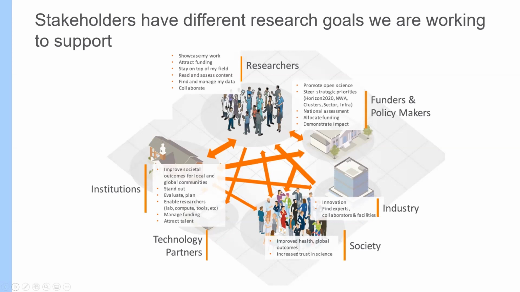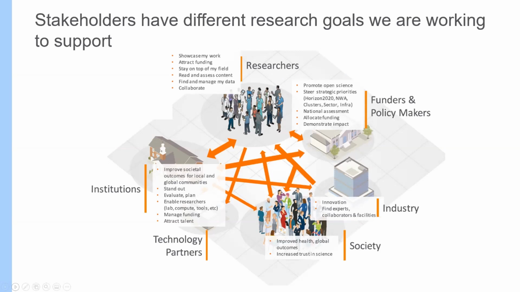So for researchers, they want to showcase work, they want to attract funding, but also stay on top of the field, read content, find and manage data, collaborate, find collaborators, etc. But funders and policymakers can have different goals here. Yes, so they want to promote open science, they want to steer strategic priorities, for example, in Horizon 2020, or now with sustainable development goals. There is national assessment. They think about how to allocate funding, but also they want to demonstrate the impact. So because we funded this and that, you can see the impact on society is this and this and this. So we have new projects, new ideas.